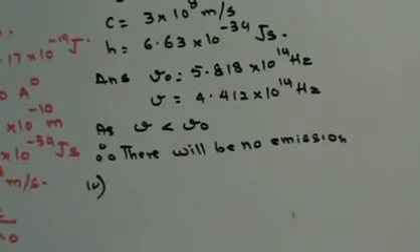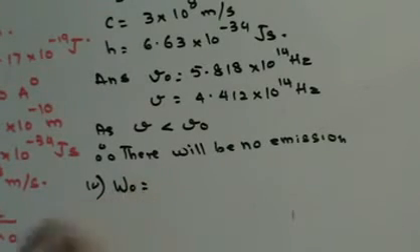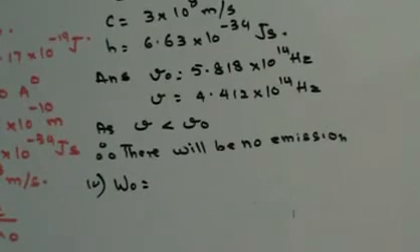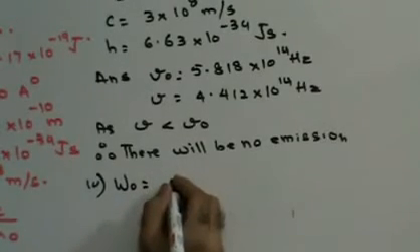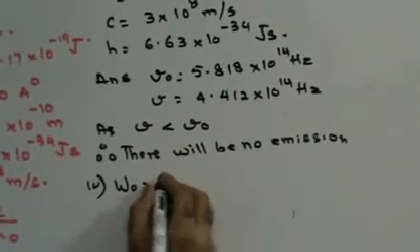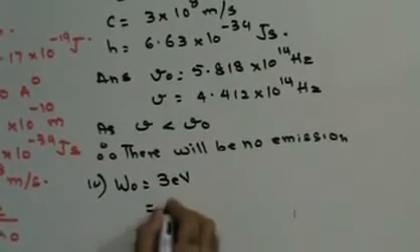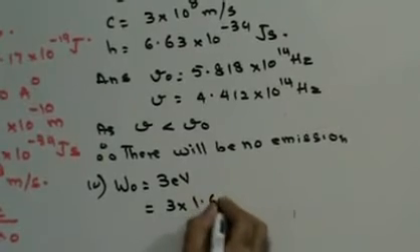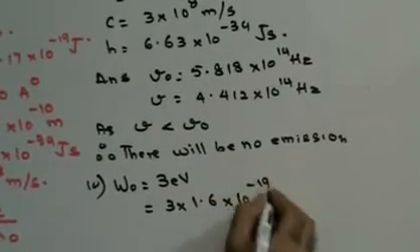Next, take down next one, please. The photoelectric work function of a metal is 3 electron volts.